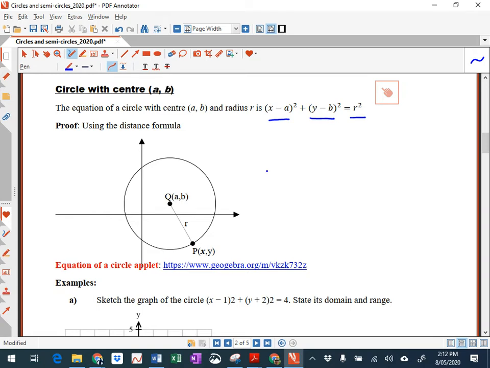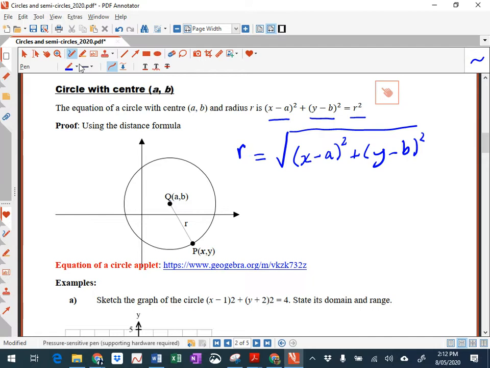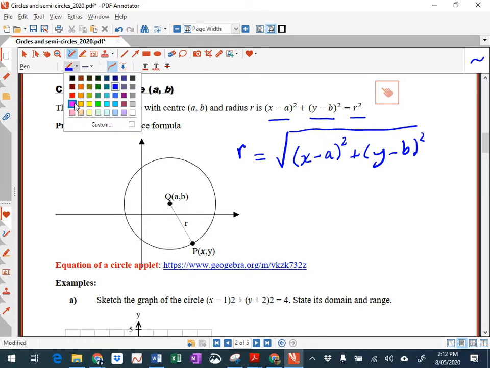Okay, now to do this, we're just going to use a distance formula. So the distance between P and Q, if you like, which is the radius of the circle, the distance between the centre and the point P(x, y). So you're going to have the square root of x minus a all squared plus y minus b all squared. Okay, and then you're going to square both sides. So let's do that.